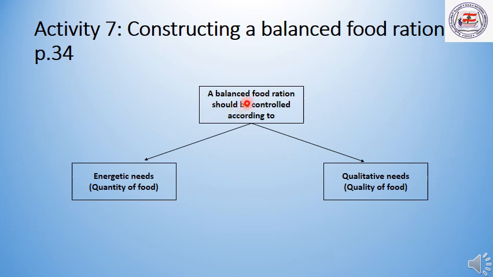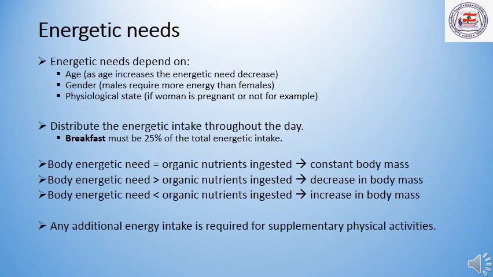As we discussed previously in the last video, that food ration is supposed to be balanced. In order to do that, it has to be controlled by two factors. First, the energetic needs and the qualitative needs. We're going to start with the energetic needs. What are the factors that affect the energetic needs?